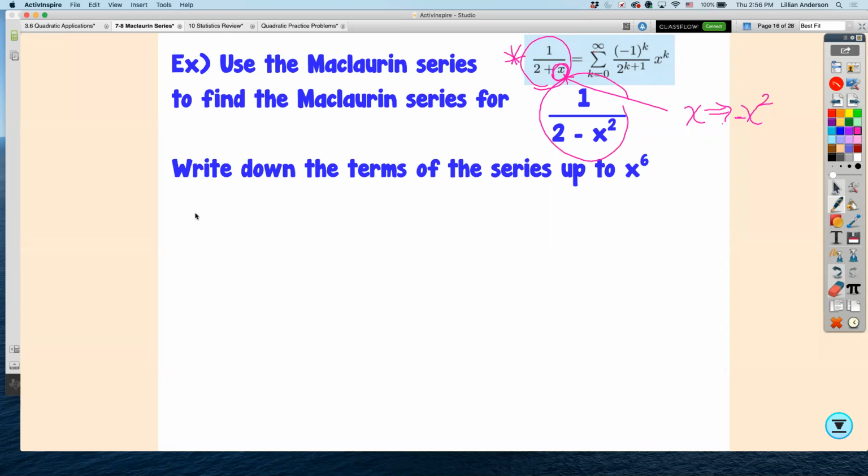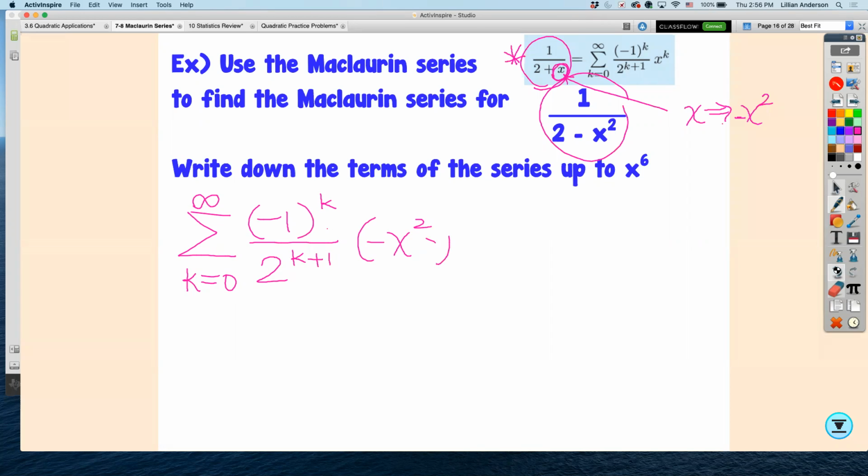So that means we're going to take our formula that was given to us, and we're going to replace that x with a negative x squared instead. Okay. And essentially from here, we are going to write down the series up to x to the 6. So now that means we need to follow through with the rest of the formula, simplify first, and then follow through with the rest of the formula.